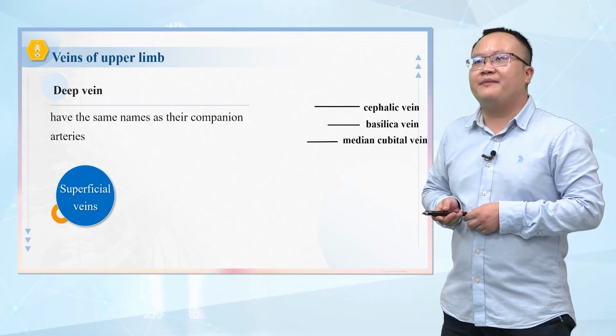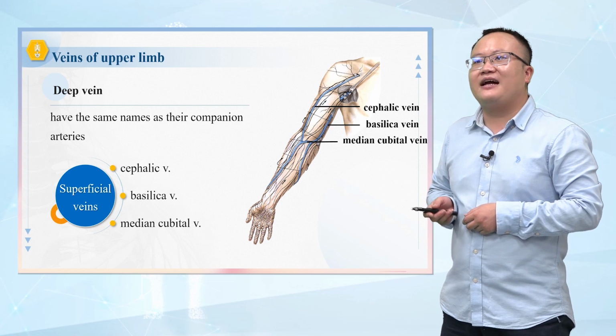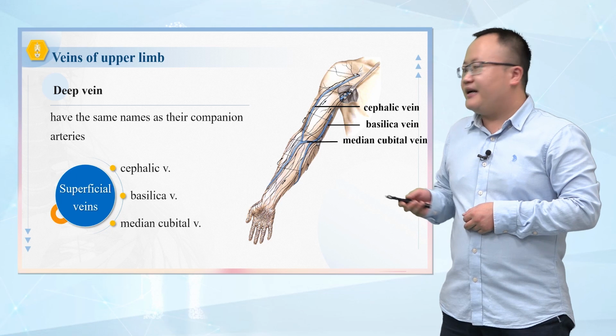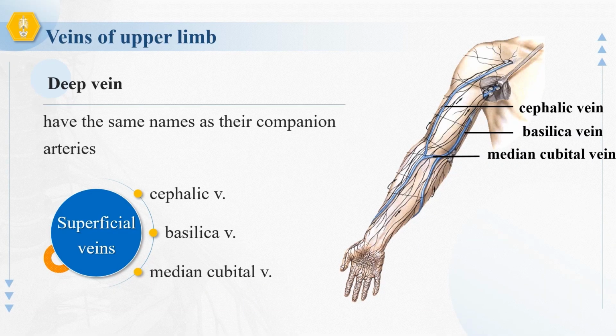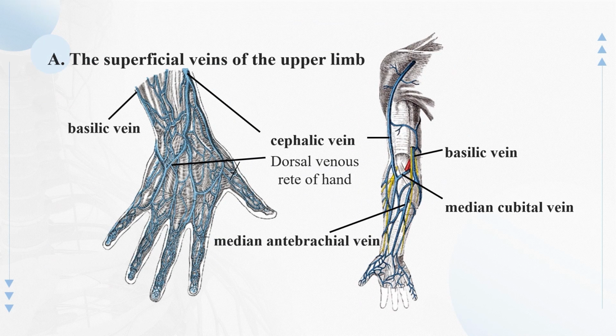Veins of the upper limb. The deep veins have the same names as the accompanying arteries. The superficial veins, there are three: cephalic vein, basilic vein, and the median cubital vein, as demonstrated in the picture. The superficial veins of the upper limb. This is the illustration.